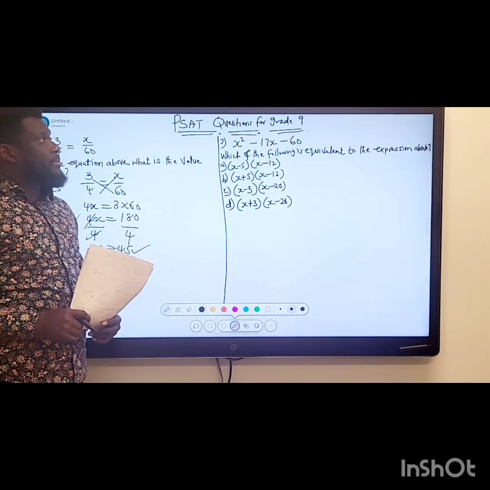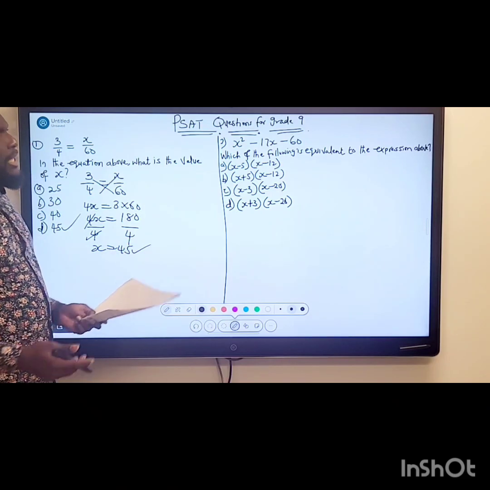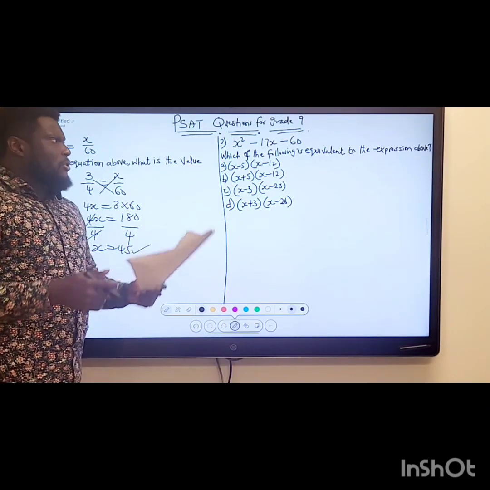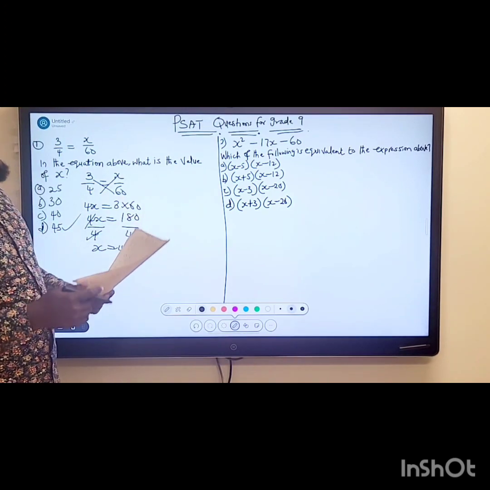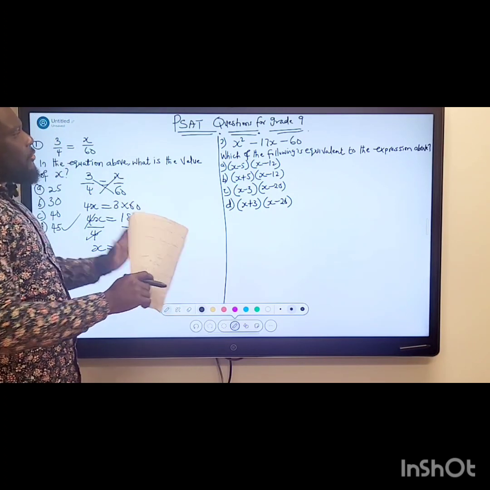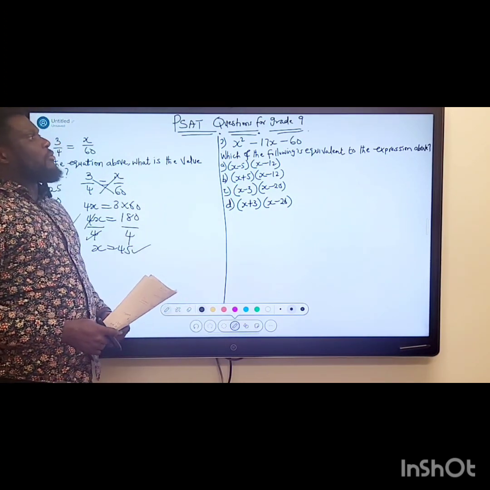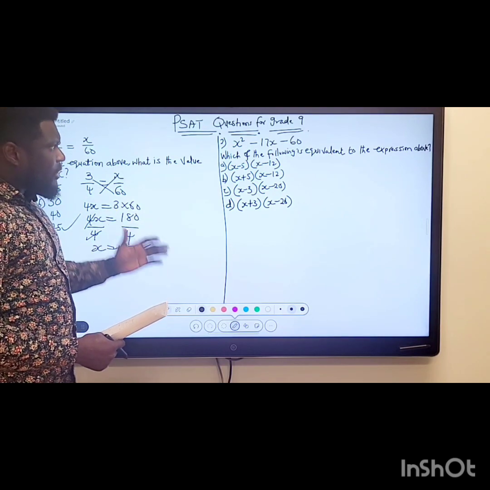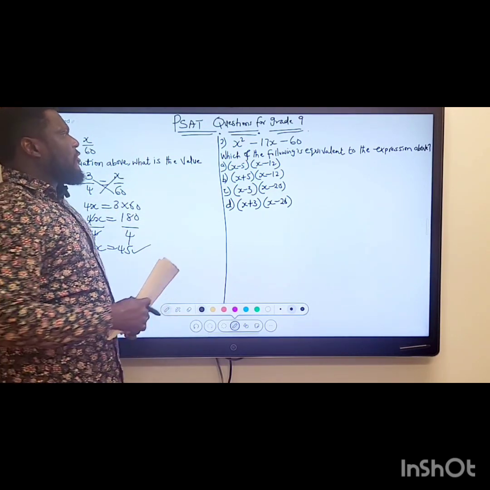But on this aspect, you don't need to start using the formula method, where you say minus b plus or minus the square root of b squared minus 4ac, all divided by 2a. You don't need that. You can just use factorization method from here. Now let's go. We're going to use the factorization method to solve this.